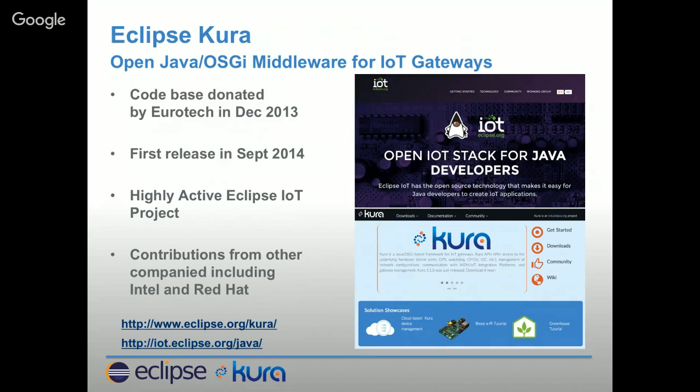We're tired of seeing the fragmentation. We're tired of customers saying, well, we can't move forward because the overhead is too high. Let's see if we can get over those barriers. So we started the process. We went through all the IP review with Eclipse, and we released the first version of Kura in September of 2014.